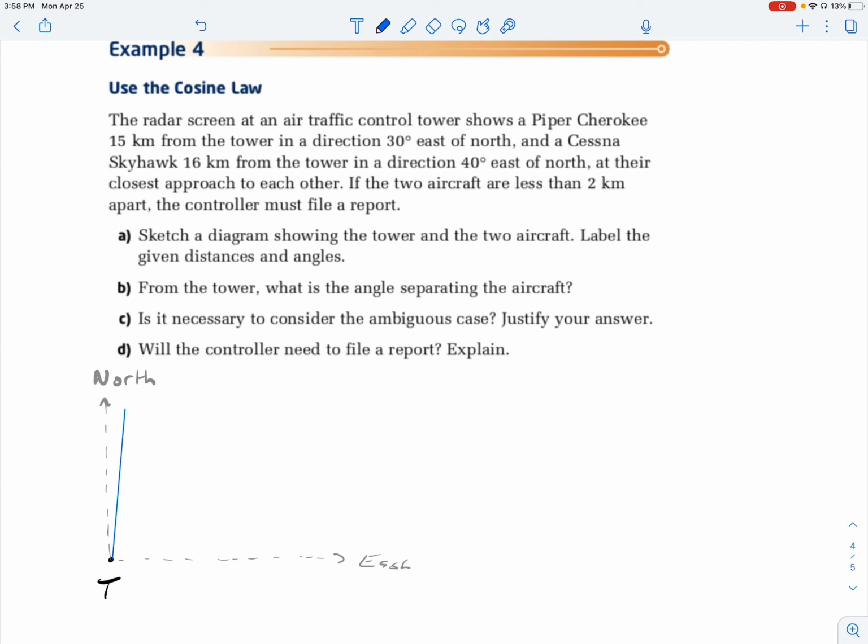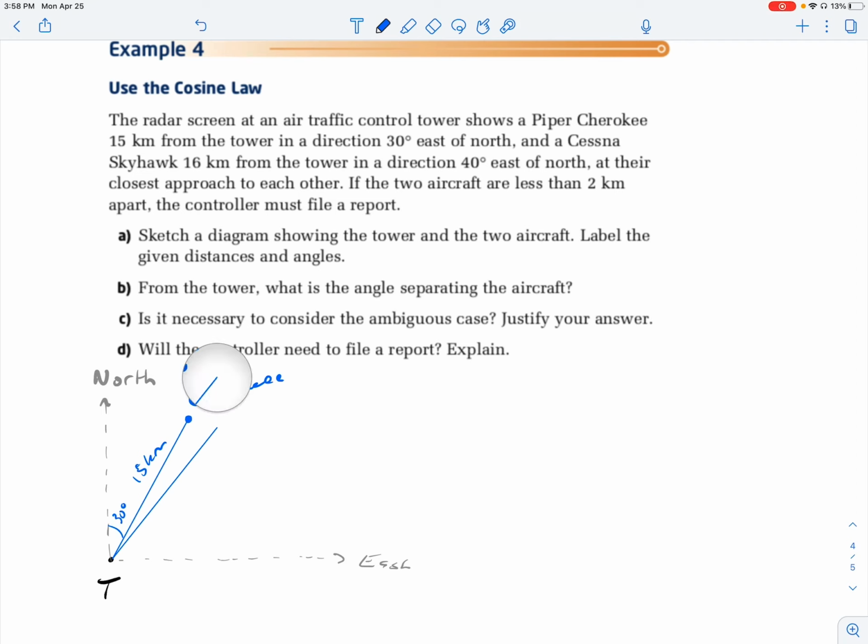So there's north, and I got to rotate exactly 30 degrees from north. And let's say this is about 15 kilometers here. I'm going to call that C. I'll just label it Cherokee. I guess we already had C for Cessna, so Cherokee. And this is 15 kilometers, and we have an angle of 30 degrees.